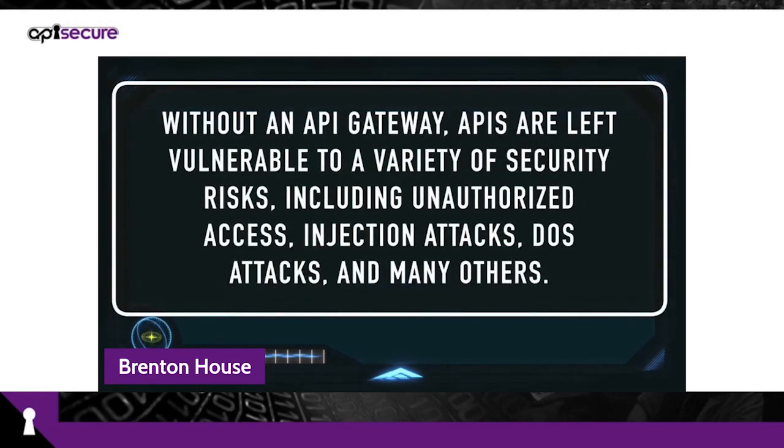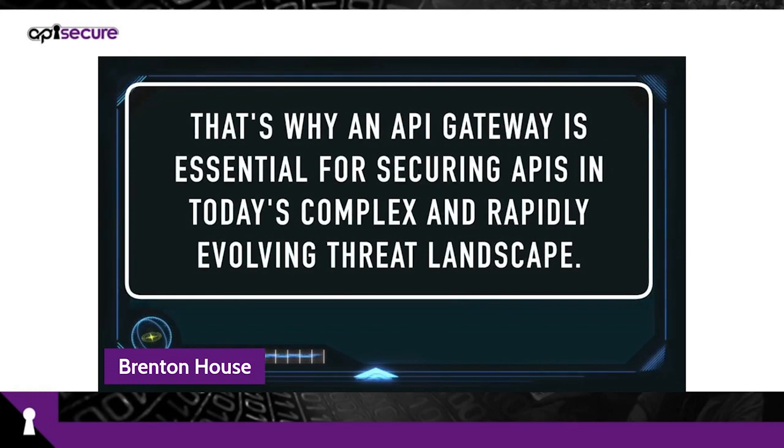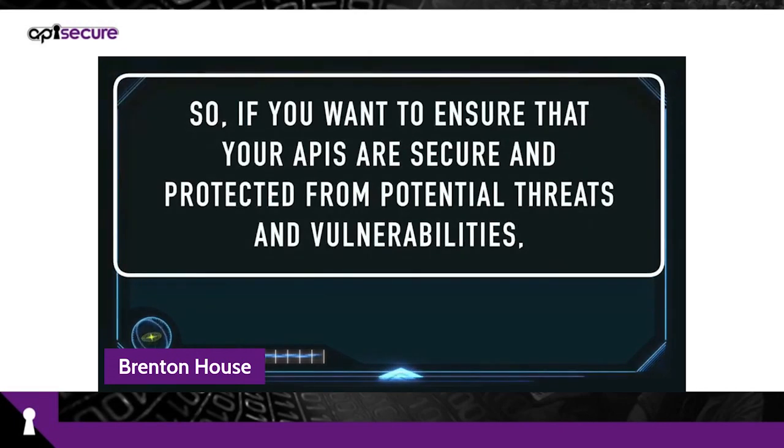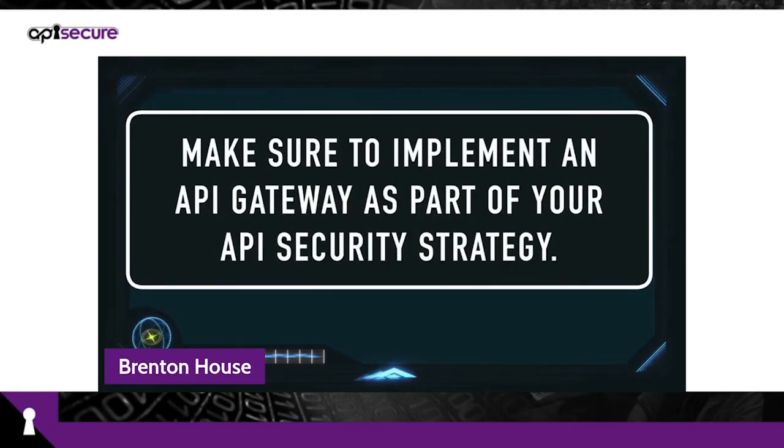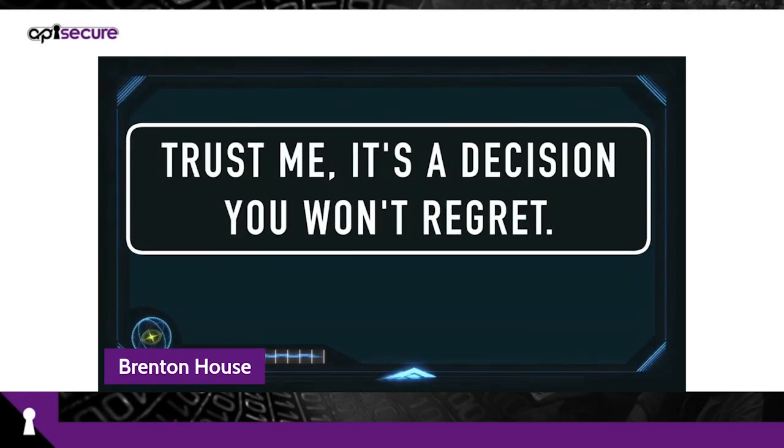Without an API gateway, APIs are left vulnerable to a variety of security risks, including unauthorized access, injection attacks, DOS attacks, and many others. That's why an API gateway is essential for securing APIs in today's complex and rapidly evolving threat landscape. So if you want to ensure that your APIs are secure and protected from potential threats and vulnerabilities, make sure to implement an API gateway as part of your API security strategy. Trust me, it's a decision you won't regret.